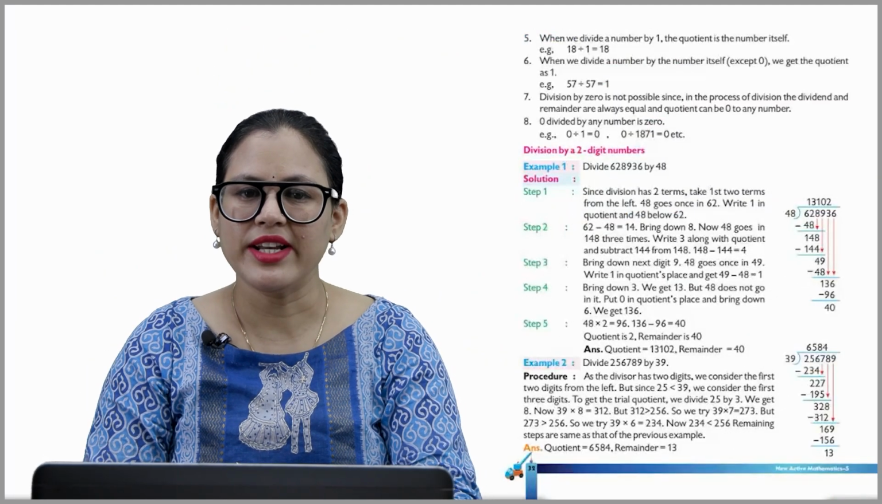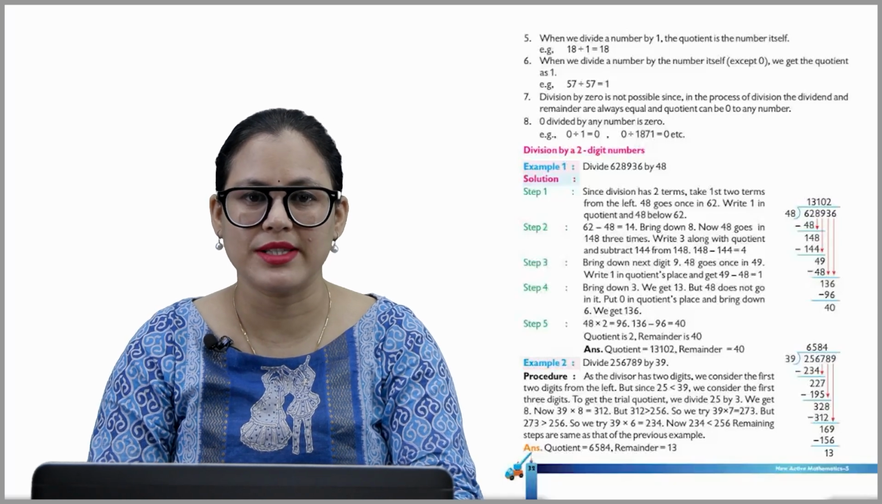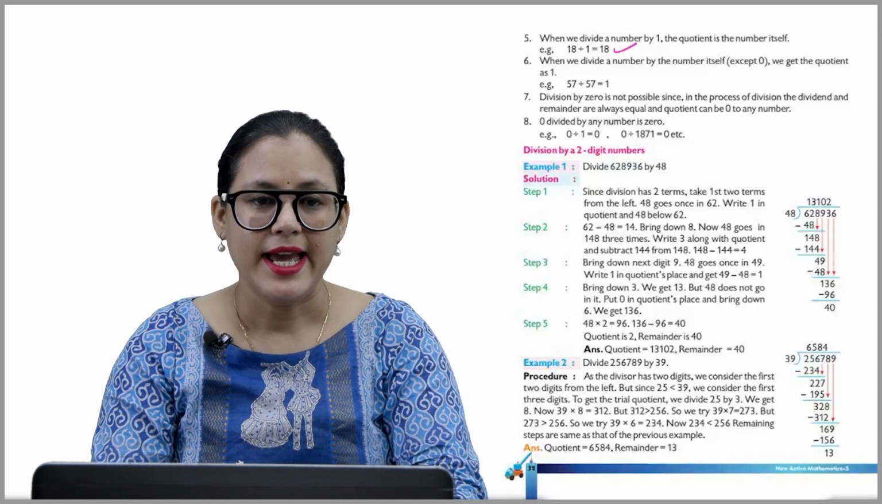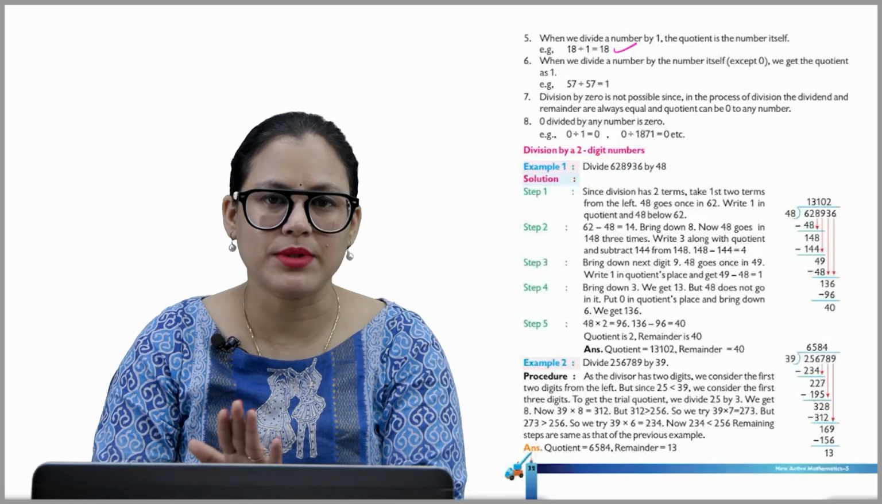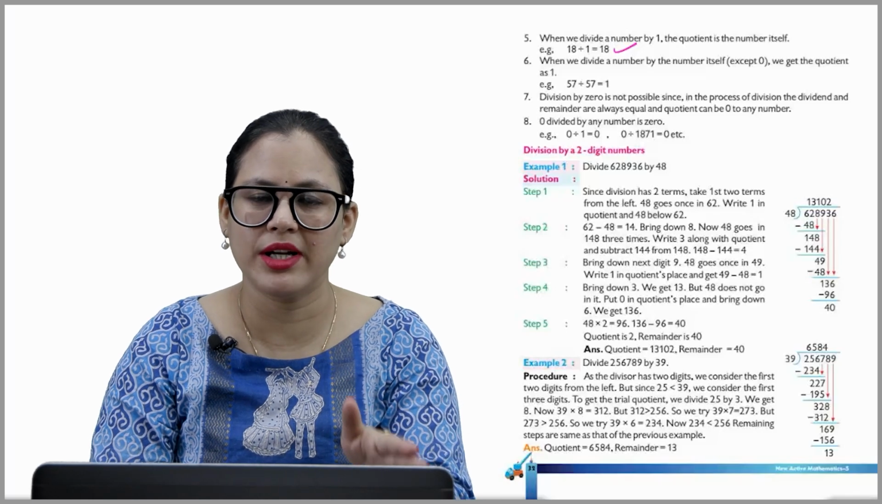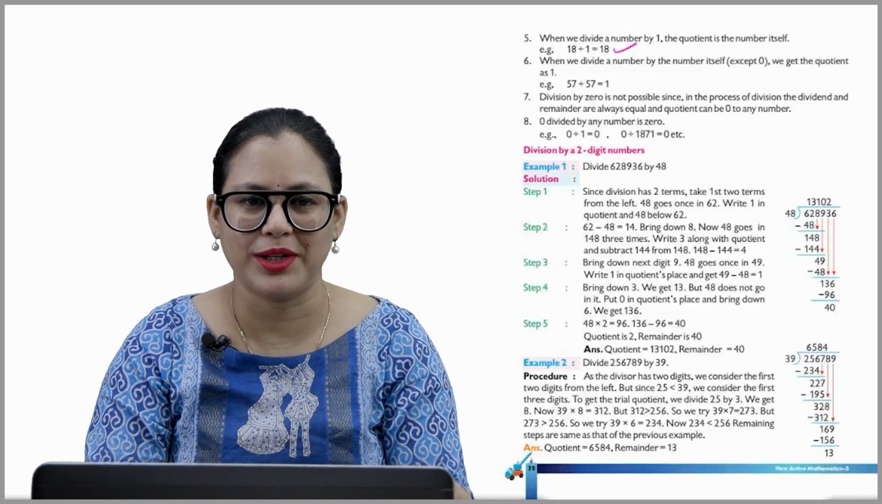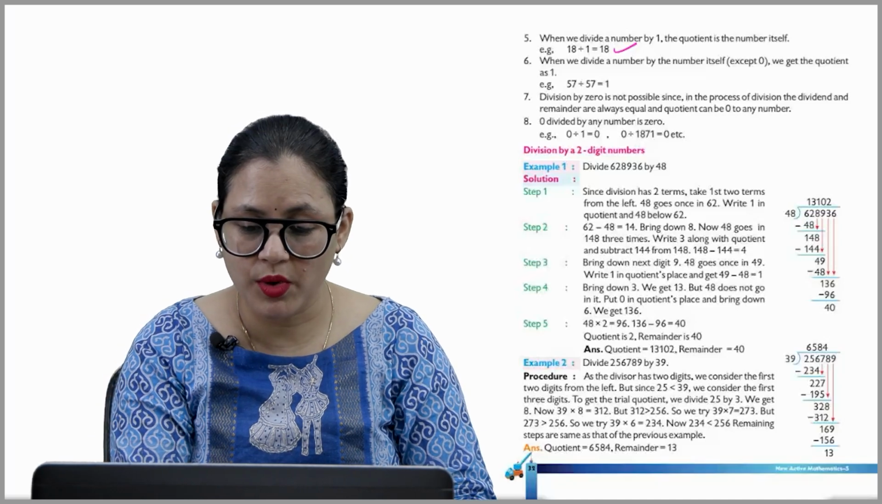Number 5, when we divide a number by 1, the quotient is the number itself. Example, 18 divided by 1 is equals to 18. Okay. Number 6, when we divide a number by the number itself except 0, we get the quotient as 1. Okay. Means same number divided by same number is equals to 1. Right. Number 7, division by 0 is not possible.